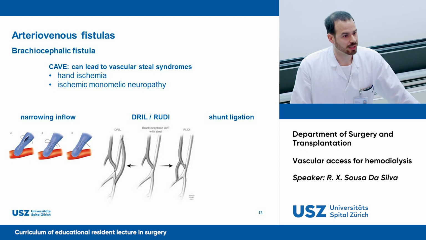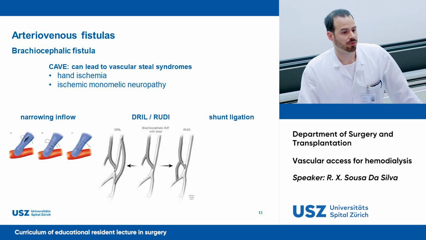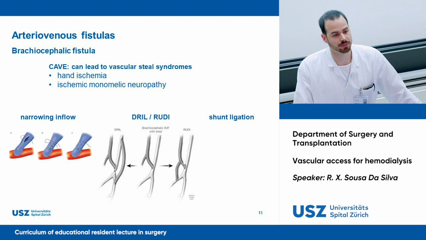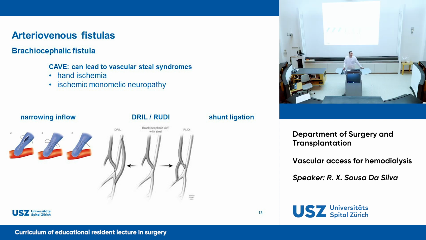What can you do then? You can perform a narrowing of the inflow. You can perform a DRIL or RUDI. DRIL is distal revascularization and interval ligation, and RUDI is revision using distal inflow. Or, as a last option, you can perform a shunt ligation and create a new shunt more proximal.